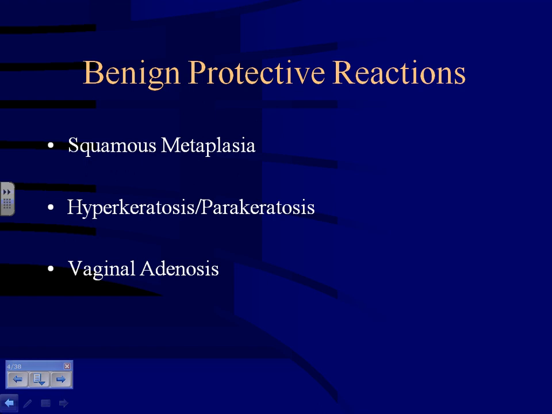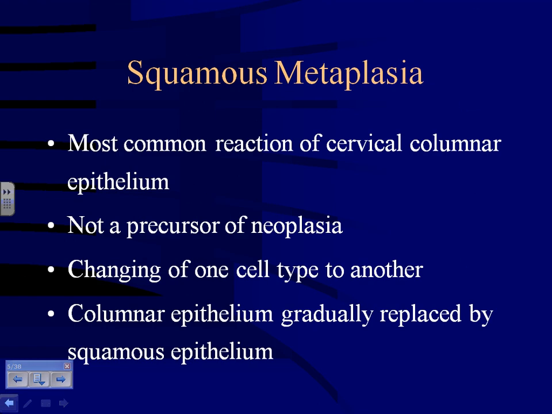These are some of the protective reactions we just talked about: squamous metaplasia, HKPK, vaginal adenosis. The first one we're going to look at is squamous metaplasia, because it's one of the more common that you will see. And let me clarify something, as I was thinking about it earlier, to help make this less confusing. Basically there's a transition from endocervical to squamous cells, and that transition can involve this whole process.